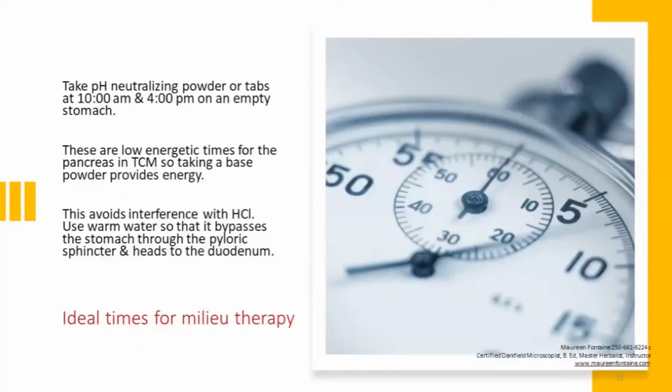If we're looking at milieu or pH therapy, the ideal time to take the pH neutralizing powder or tabs is 10 a.m. and 4 p.m. on an empty stomach, always on an empty stomach. These are the low energetic times for the pancreas in Chinese medicine. So taking this provides energy, and this avoids interference with the hydrochloric acid. We use warm water so that it bypasses the stomach through the pyloric sphincter and heads to the duodenum.